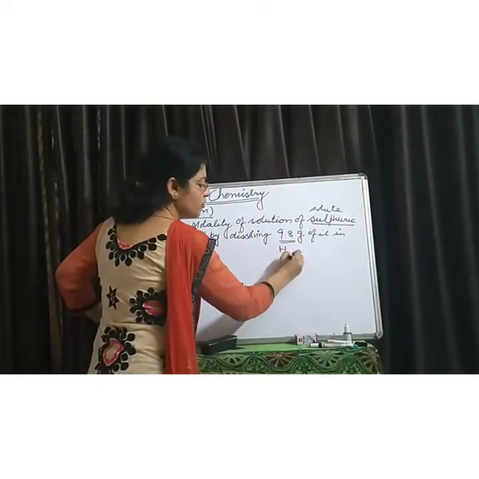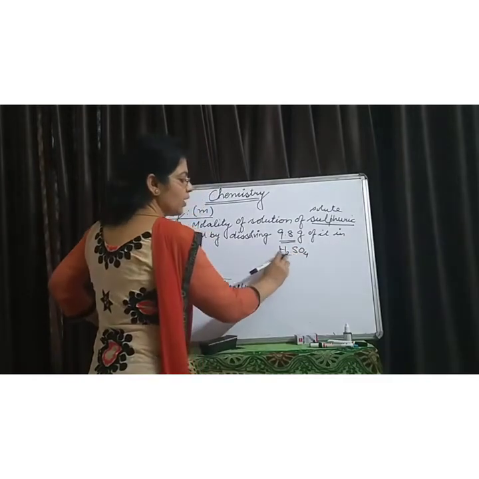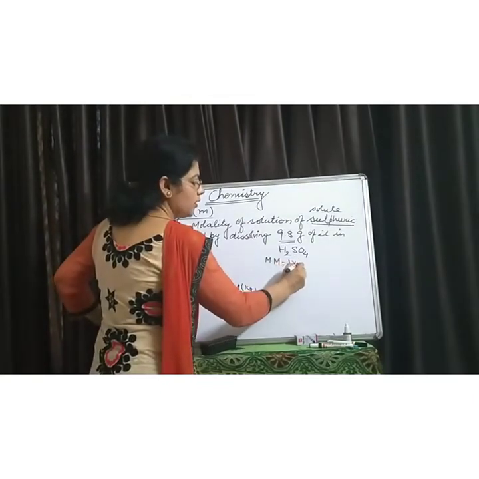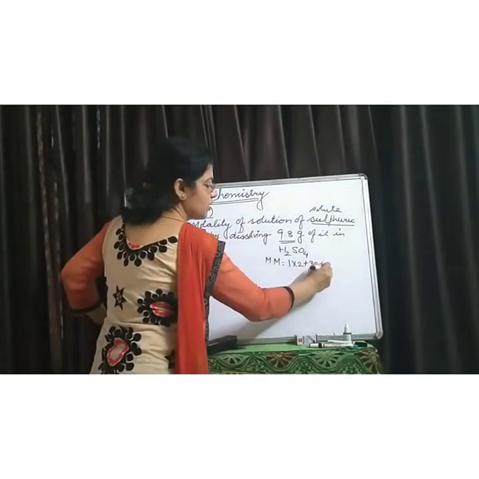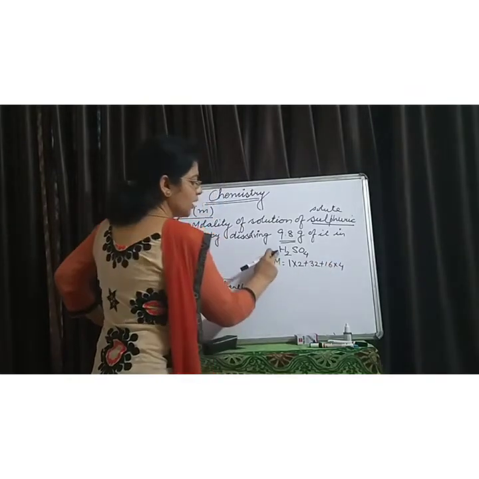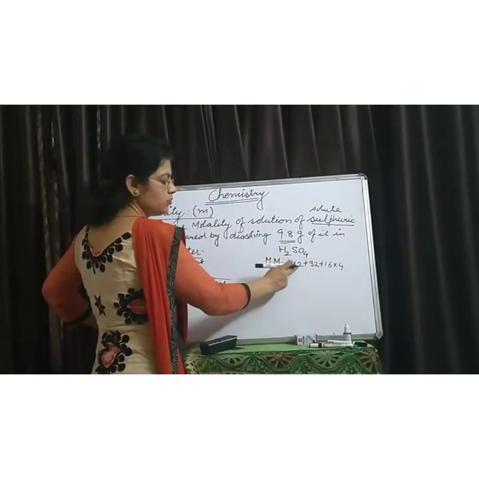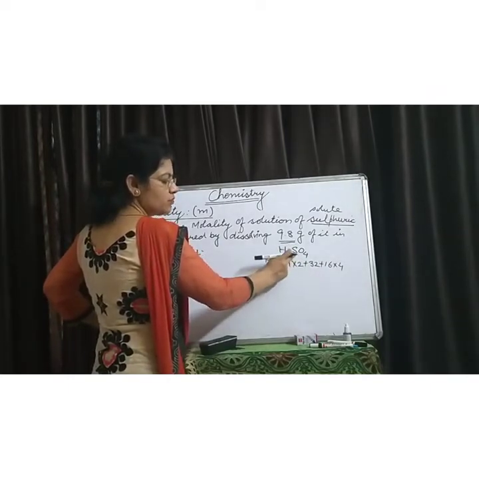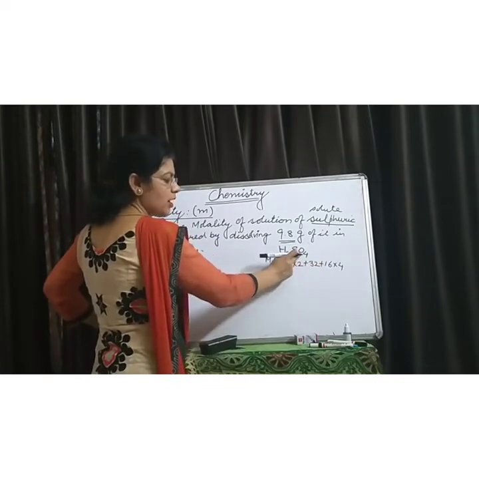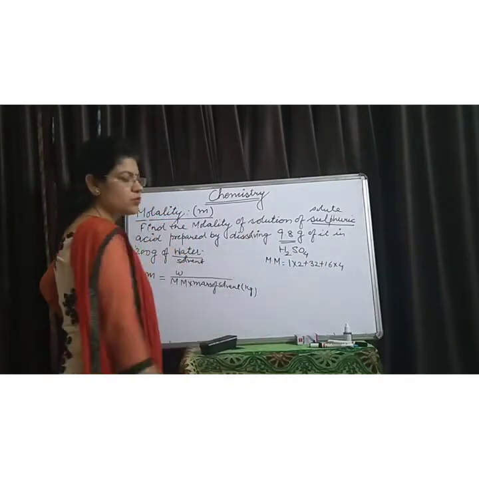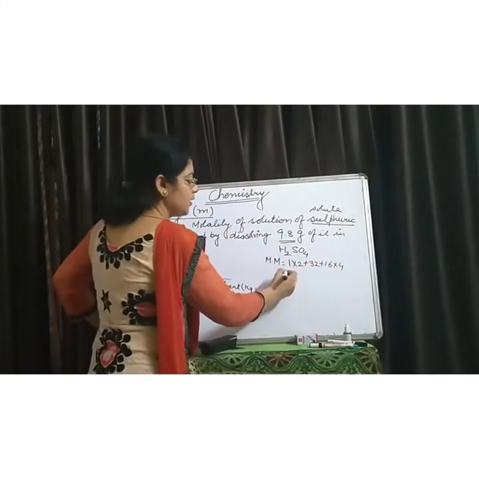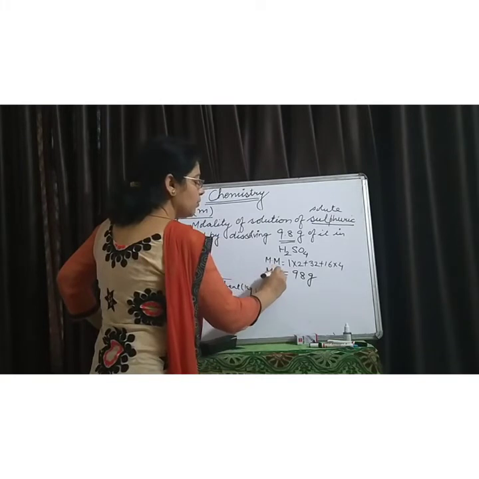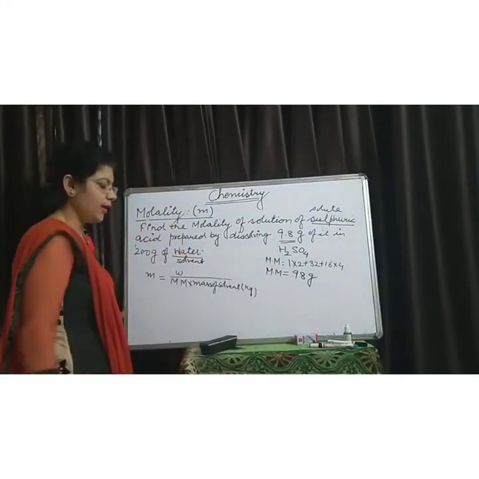The molecular formula of the sulfuric acid is H2SO4 and its molecular mass is 1 into 2 plus 32 plus 16 into 4. Here 1 is the atomic mass of the hydrogen, 2 is the number of hydrogen atoms, 32 is the mass of sulfur, 16 is the mass of oxygen, and 4 is the number of atoms of oxygen. When you add these, you get 98 grams. The molecular mass of the sulfuric acid is 98 grams.